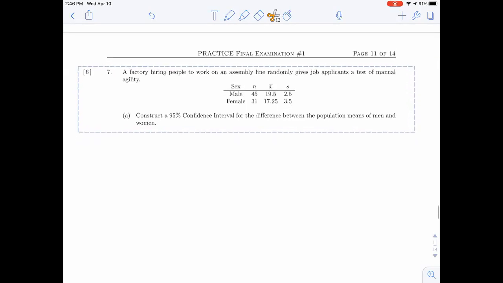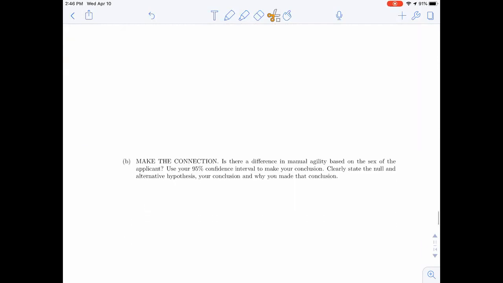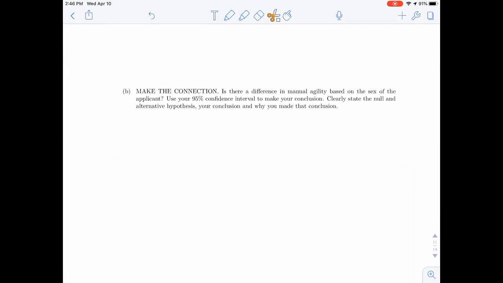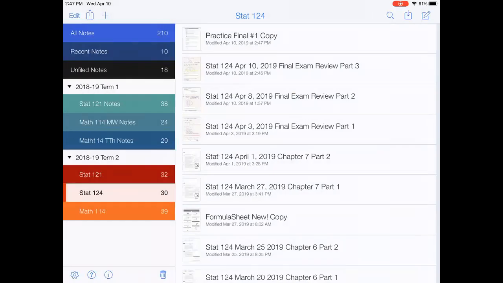And so construct a 95% confidence interval for the difference between the population means of men and women. Again, not really clear what we're comparing, but that's okay. And then part B, is there a difference in manual agility based on the sex of the applicant? Use your 95% confidence interval to draw your conclusion. And so same idea, right? We're gonna use our confidence interval to test the hypothesis that they're the same.